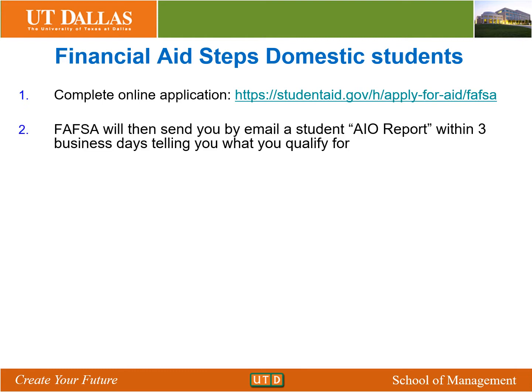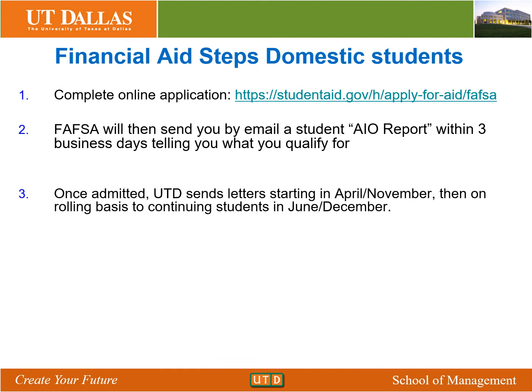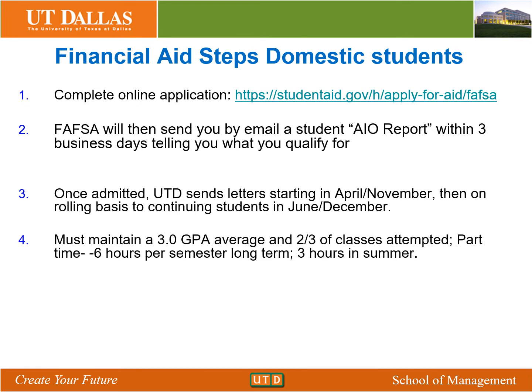So you complete your FAFSA form. You can find this by just Googling FAFSA. FAFSA will send you an AIO report that tells you what you qualify for. Once you're admitted, you'll start getting a letter from UTD, depending on the semester, either April or November, telling you how much the government's paying and how much you will owe.